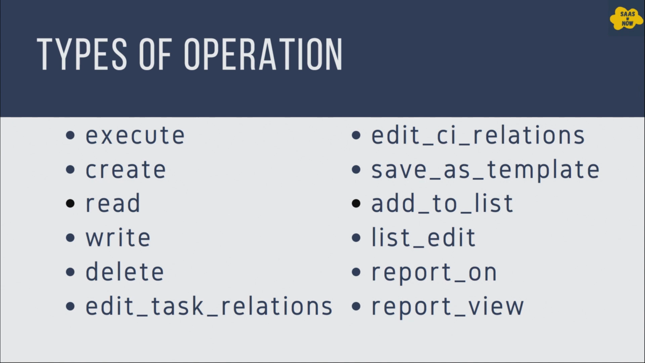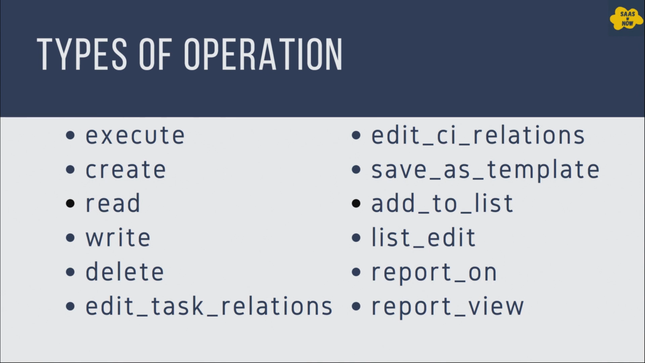Next is edit task relations, which restricts access to edit task relationships. Then you have edit CI relations, which restricts access to edit CI relationships. Then you also have save as template. Now in ServiceNow, you can create templates. If you want to restrict a table or a field from being used as a template, then you can use this operation. You also have add to list. So if you want users to not be able to view or personalize specific columns in the list, in that case, you can select this operation as well.